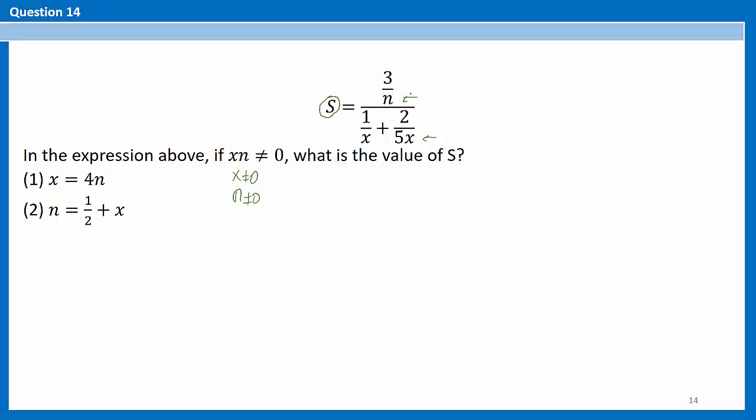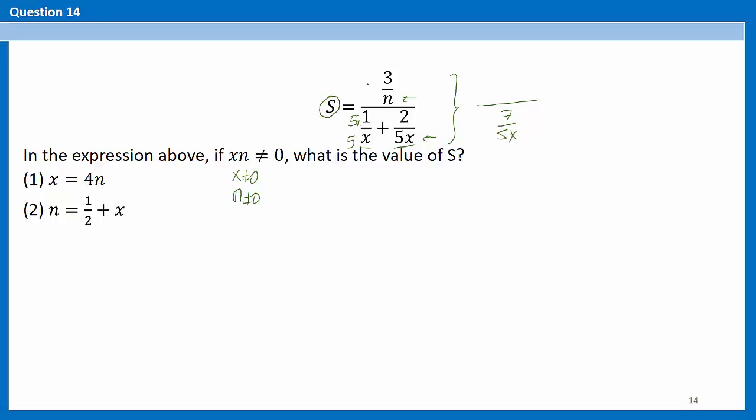Okay. Now if I want to find the value of s, instead of just plugging in statement 1 and statement 2, I first want to simplify what the value of s is. In the denominator I have two choices. I can cross multiply, or I can say, on the right I have a 5x, on the left I have an x, so I can say 5 over 5x. And since the bases are the same, I can just add the numerators. I would have 7 over 5x.